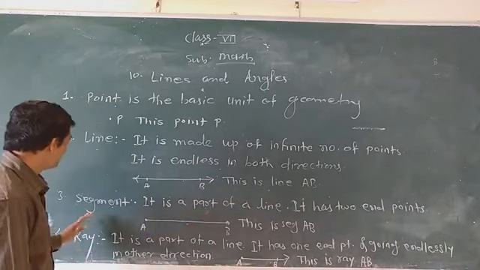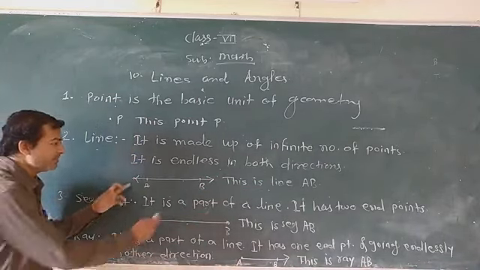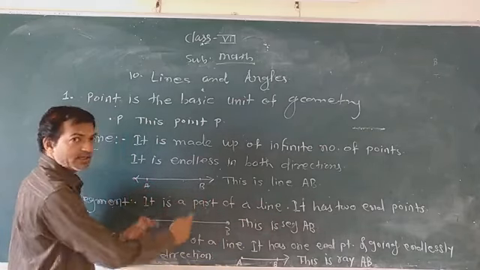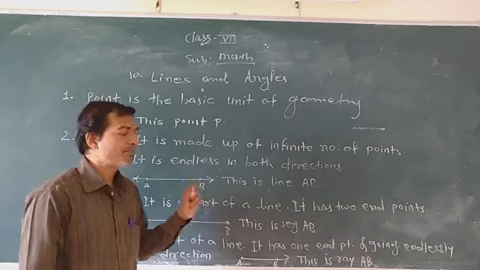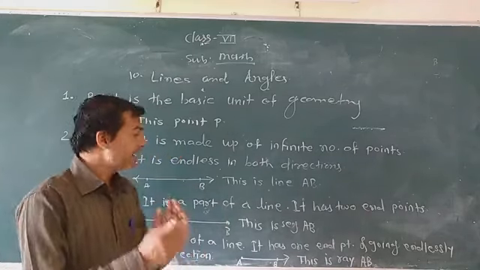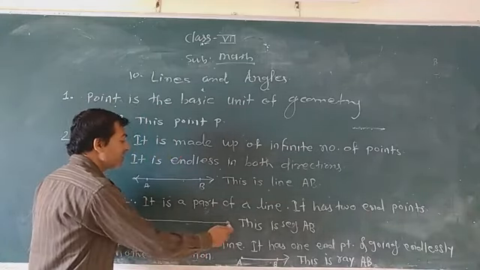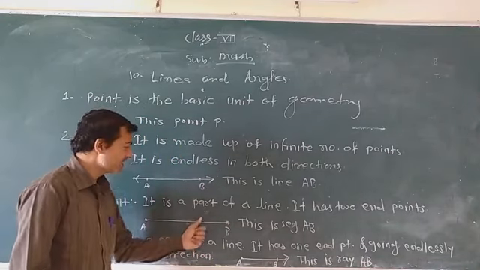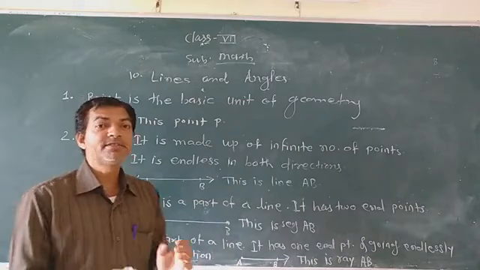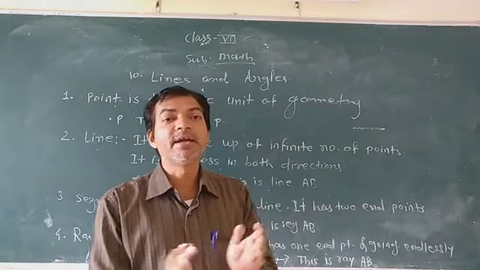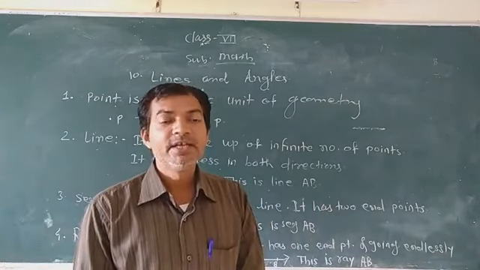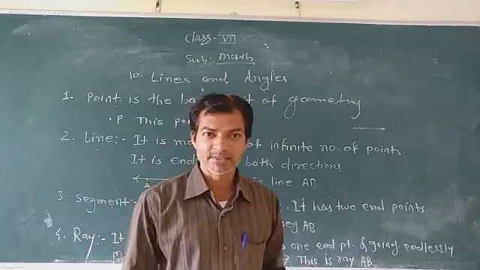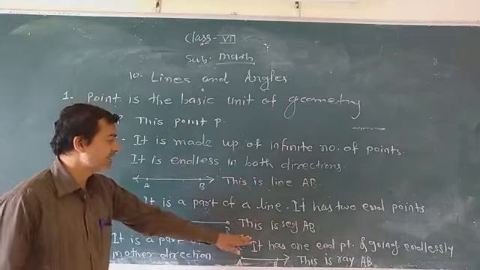Now the third one is what? Segment. Segment means this is a part of a line. So a segment is a part of a line. And what is in a segment? There are two endpoints. In a segment there are two endpoints, meaning you cannot extend the segment in any direction. It is limited. You can measure the length of a segment. So this is segment AB.